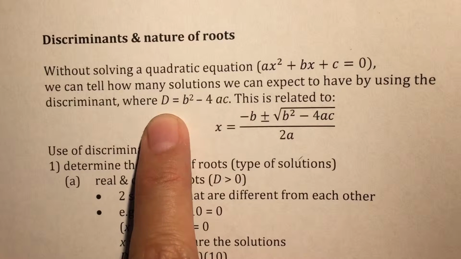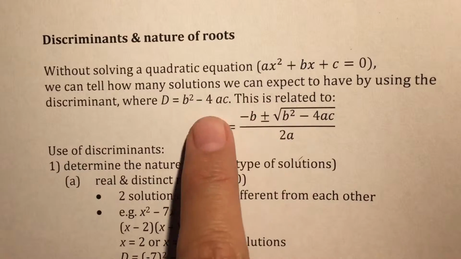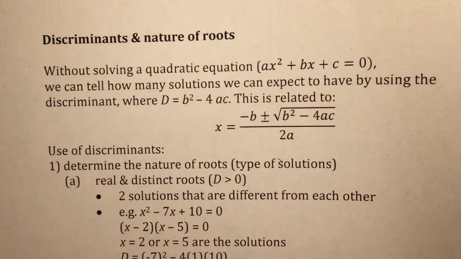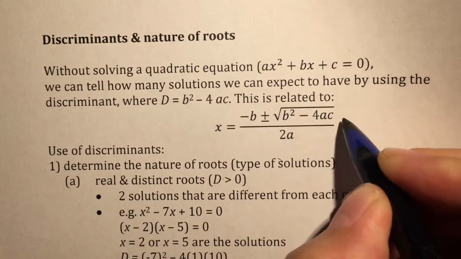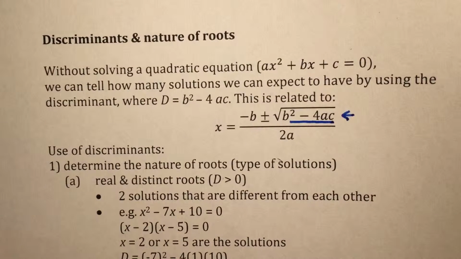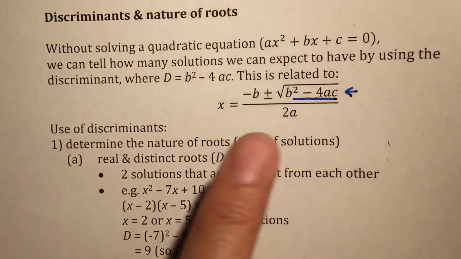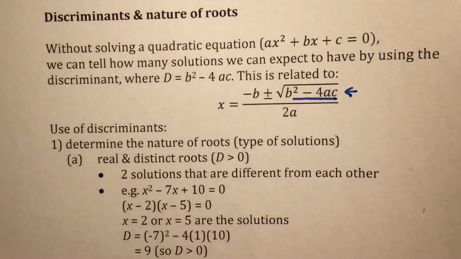Alright, so this is the discriminant. D equals b squared minus 4ac, and this actually came from the general formula. If you look very carefully, this part here is where your discriminant is, the one that was under the square root sign. Just by using that, we can tell whether we have these three cases. Firstly, we can determine the nature of roots, meaning what kind of solutions do we have?